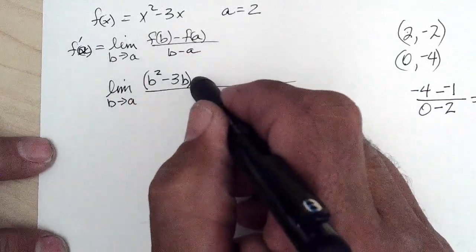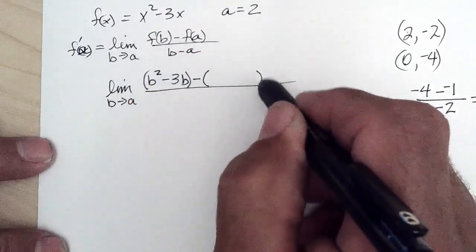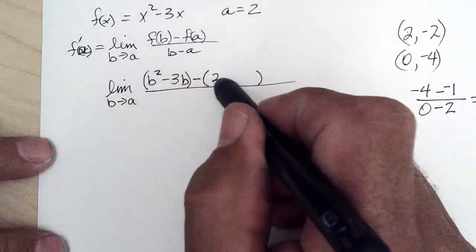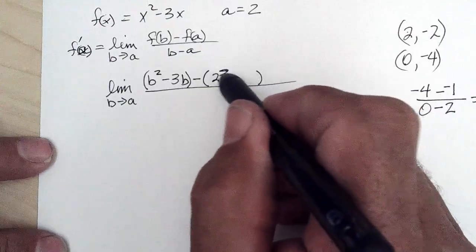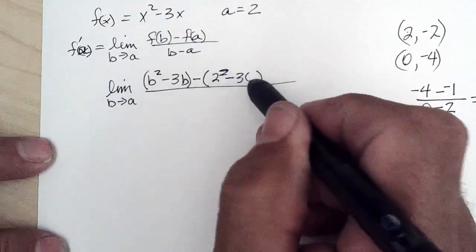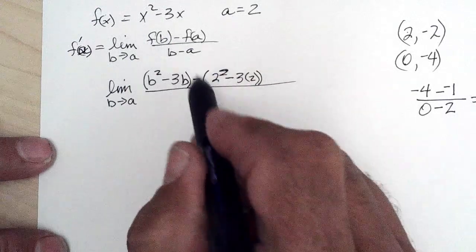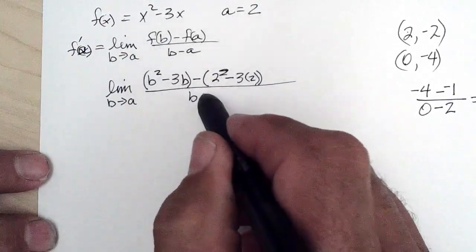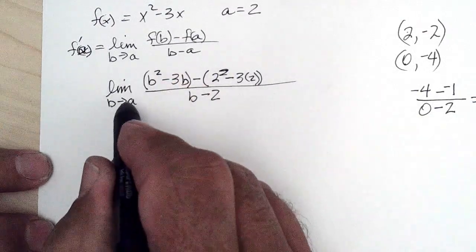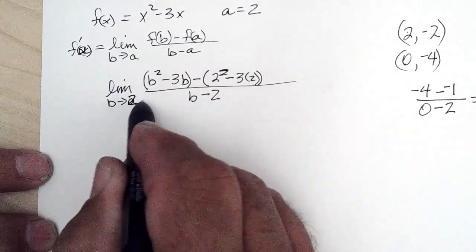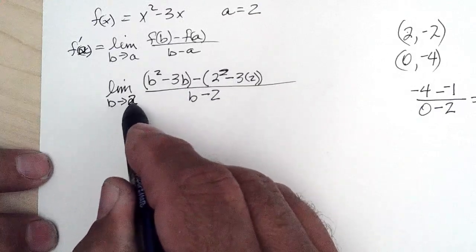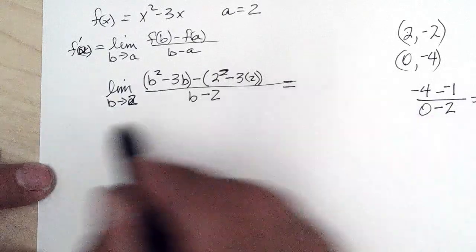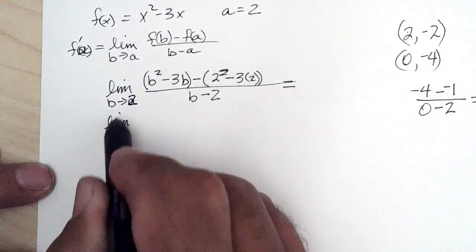This is f of b minus, then I'm going to put f of a in parentheses, and that's putting 2 in place. So I get 2 squared minus 3 times 2, all over b minus a, and a is 2, so I want to know what happens to this as b gets closer and closer to 2. So now I'm going to do some algebra to simplify this.